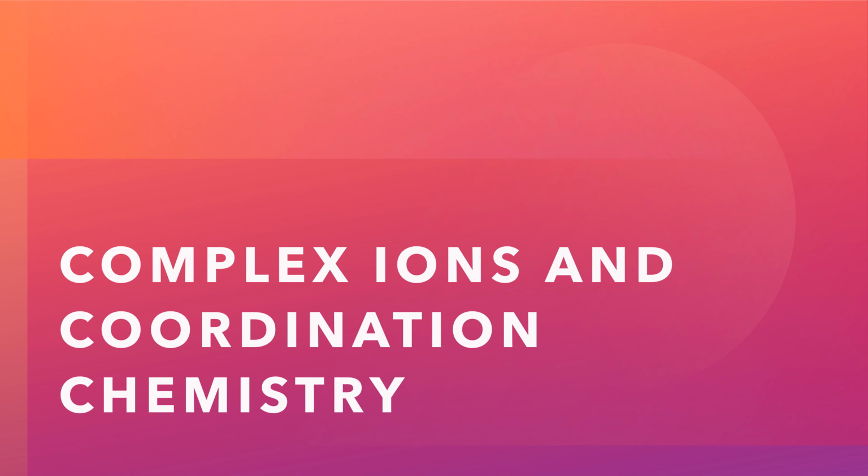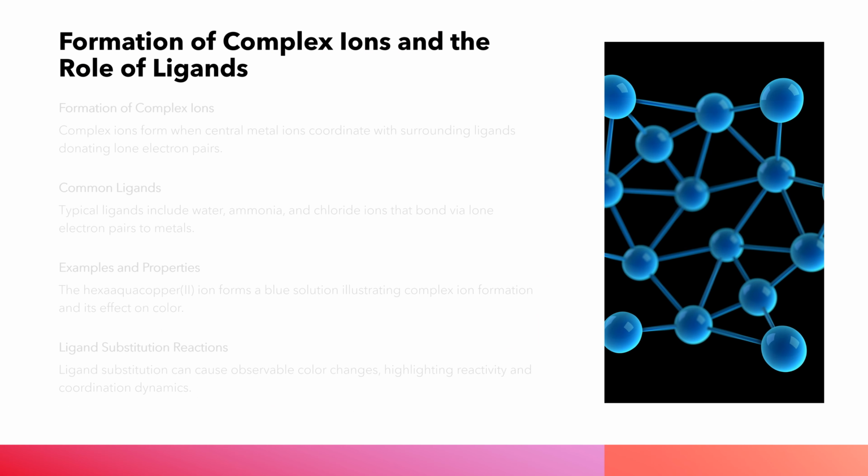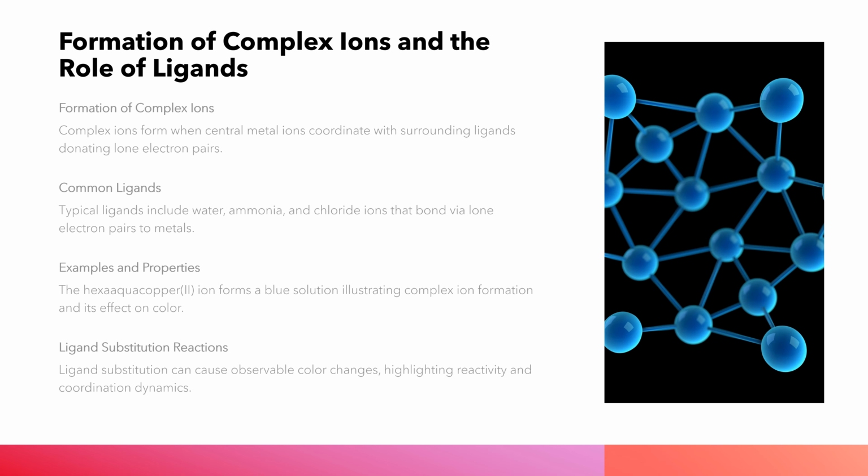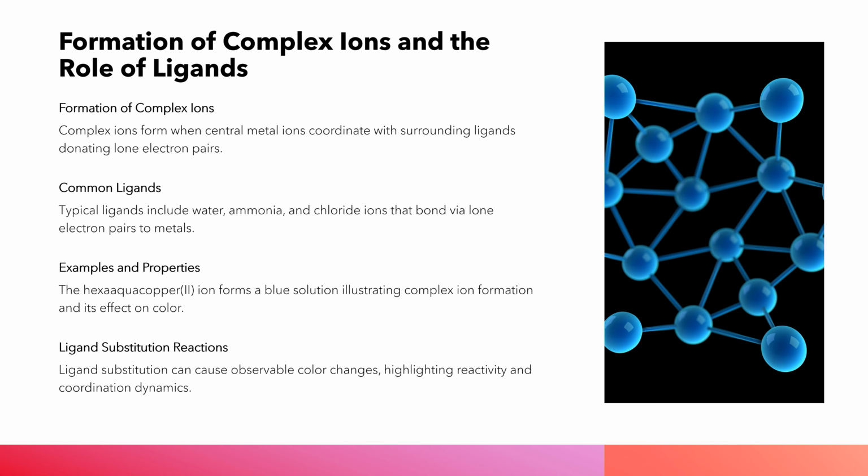Formation of complex ions and the role of ligands, coordination number, and shapes of complexes. Complex ions are formed when a central metal ion is surrounded by molecules or ions known as ligands. Ligands donate a lone pair of electrons to the metal ion, forming a coordinate, dative covalent, bond. Common ligands include water, ammonia, and chloride ions. The ability of transition metals to form complex ions is due to their high charge density and availability of empty orbitals to accept electron pairs.